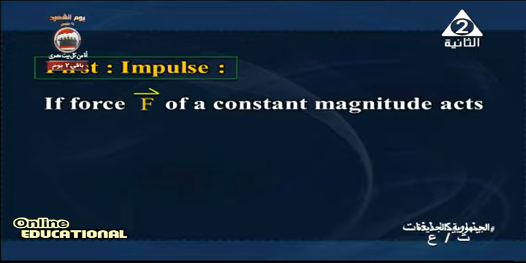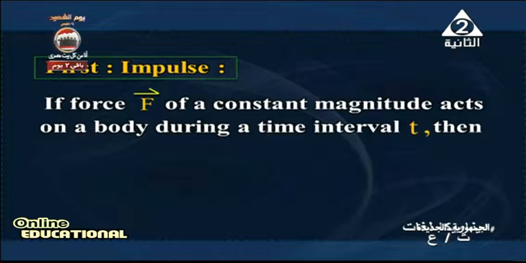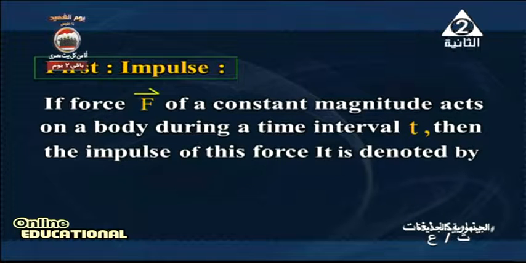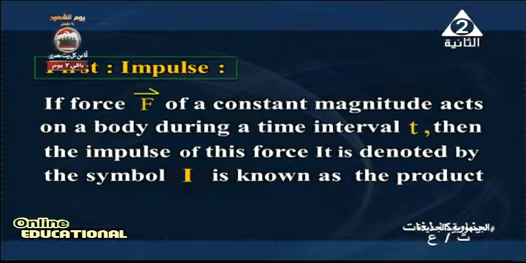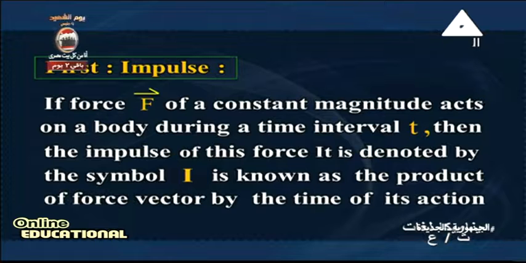If force F of a constant magnitude acts on a body during a time interval t, then the impulse of this force, denoted by the symbol I, capital letter, is known as the product of the force vector by the time of its action. Then vector I equals vector F times t.